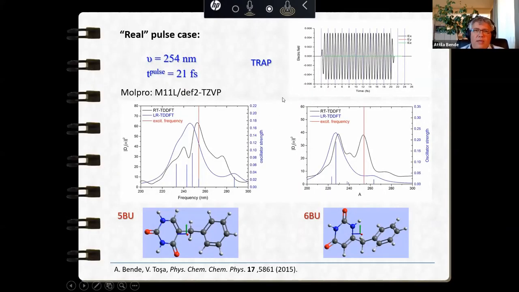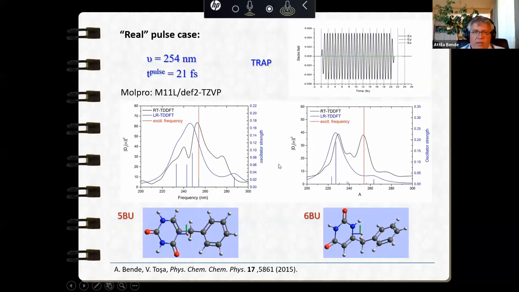The real cases. We use for this case the MolPro software, considering the Minnesota 11 functionals in its local version and the DF2 TZVP triple zeta valence basis set with polarization function. The central frequency of the pulse was 254, the pulse time was 21 femtoseconds, and the pulse form was a trapezoid form.